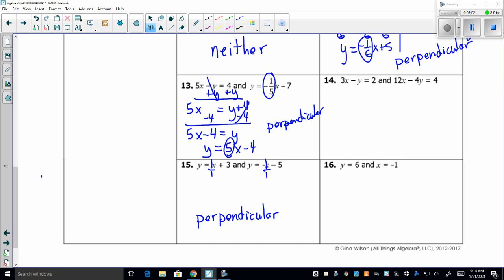And we have number 16, y equals 6. Every y equals a number line is a horizontal line. And x equals negative 1 is a vertical line. Every x equals a number is a vertical line. And every horizontal line and every vertical line are always, always, always perpendicular to each other.